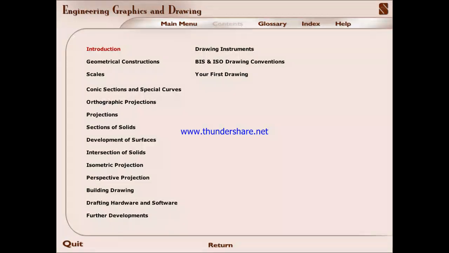Introduction to Engineering Drawing. Today we will give the introduction on engineering drawing in engineering education for diploma and engineering students.